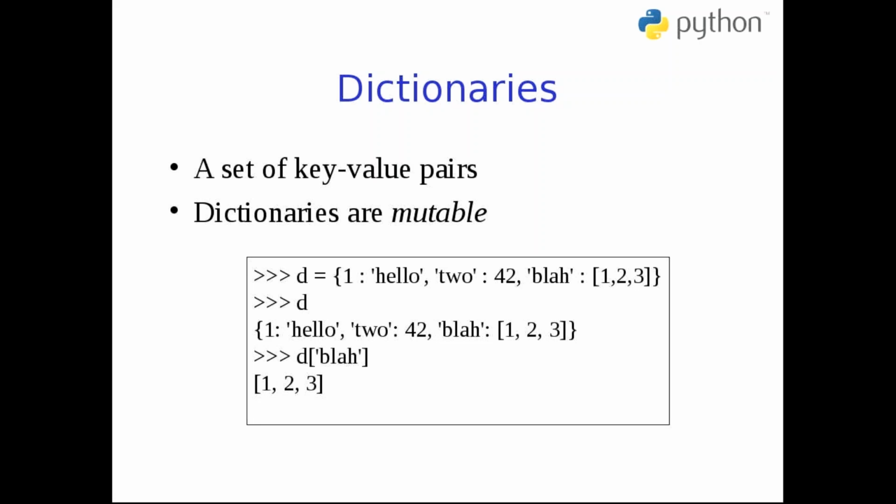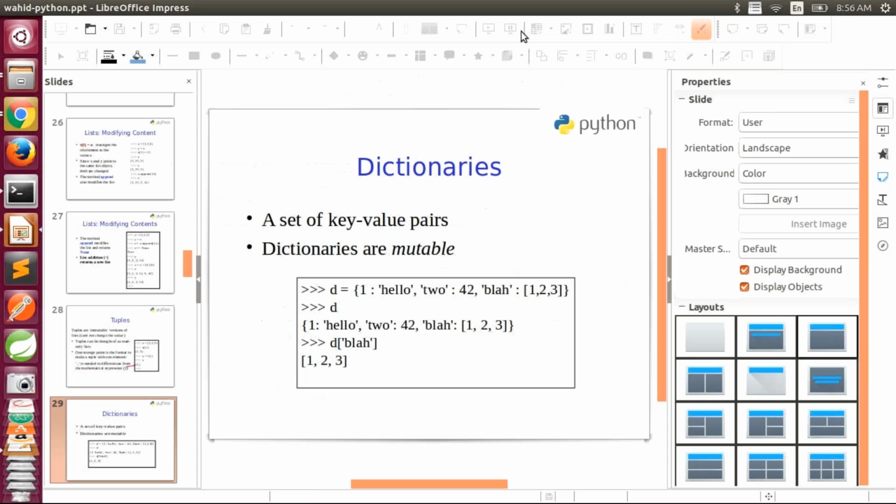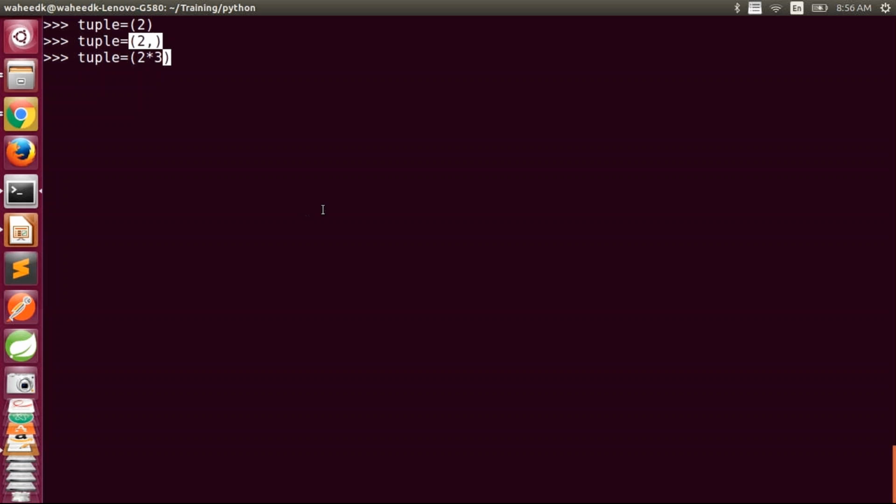Okay, dictionary. I was saying that a dictionary is a set of key value pairs. In a dictionary, you store everything in terms of key and value. You might be aware of JSON data. JSON data is also similar to this. In JSON format, you store everything in terms of key and value pairs. We'll see quickly here.